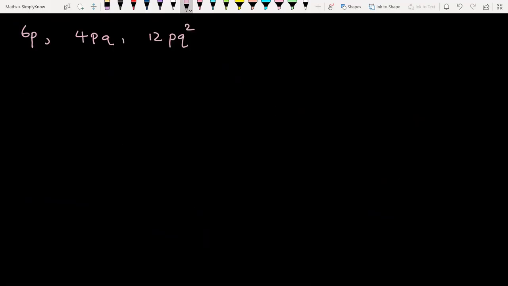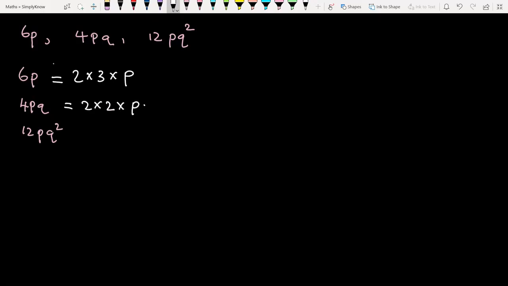Let's find out. First, you have to write each term as a product of its factors. 6p as a product of its prime factors is 2 times 3 times p. 4pq is 2 times 2, times p times q. 12pq squared as a product of its factors is 2 times 2 times 3, times p, times q and times q.